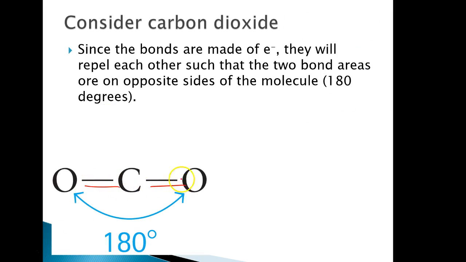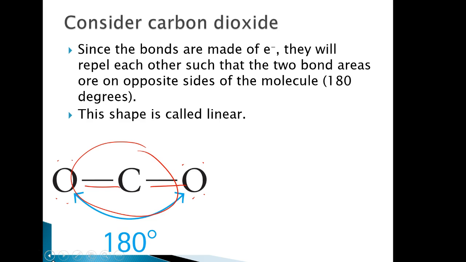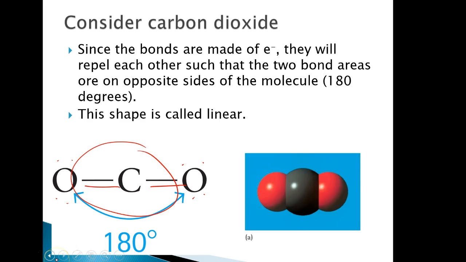So double bond, lone pair. And again, it's only around the center atom that we're concerned about with these guys. And their shape, oddly enough, is called linear. So there's carbon, oxygen, and oxygen. Get as far away from each other as possible.